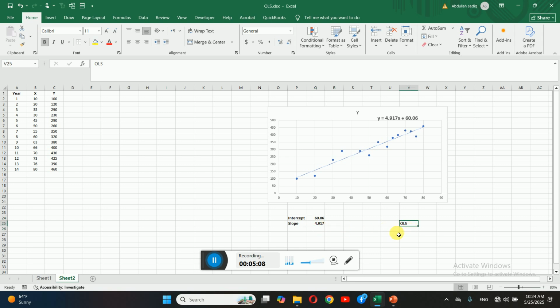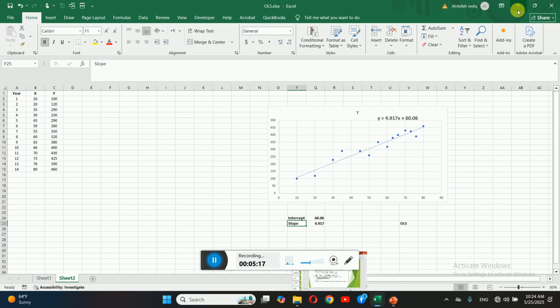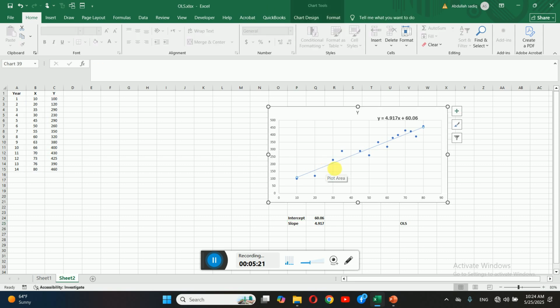The OLS is just telling us the method for determining the slope, where the OLS is using exactly this function. The method which is used for determining this slope, just for getting this line, is a line where the sum of square differences is minimized. And what do we mean by the sum of square differences?